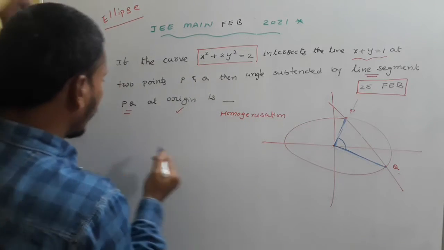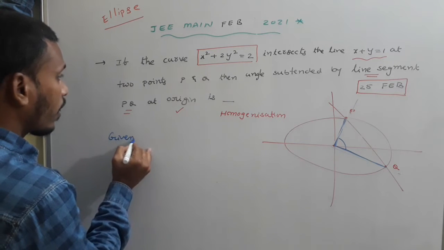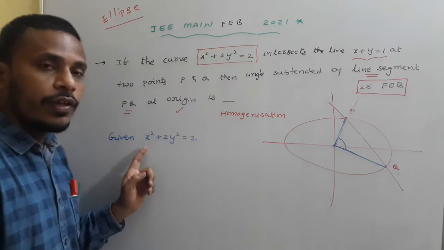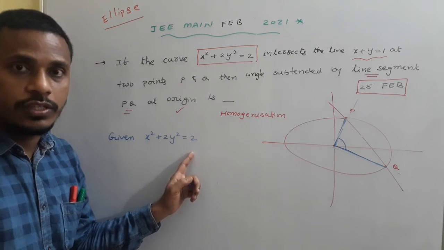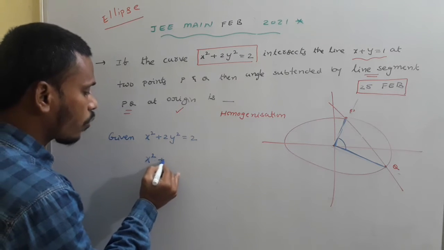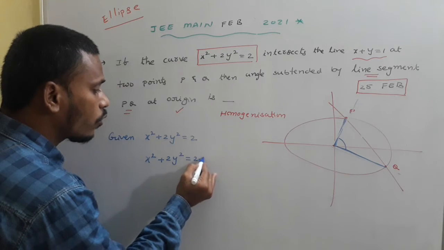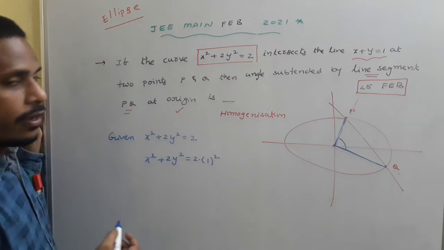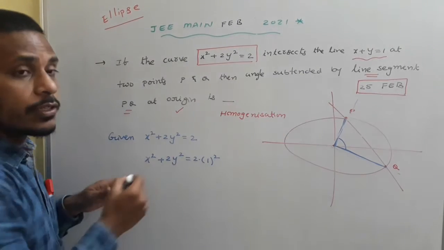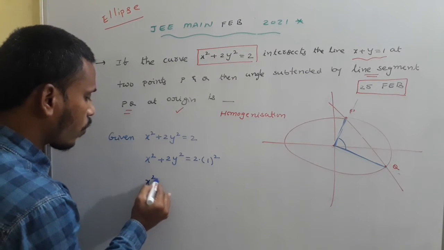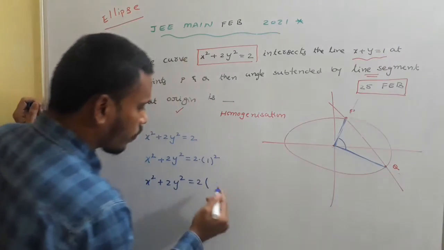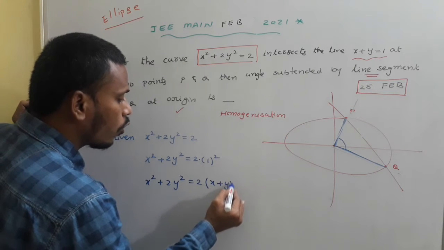What's the curve given? x square plus 2y square is equal to 2. So this is of degree 2, this is of degree 2, this is just a constant of degree 0. You try to make it of degree 2 in the process of homogenization. So x square plus 2y square is equal to 2 into 1 square. Now we need to replace 1 with this equation x plus y is equal to 1. So x square plus 2y square is equal to 2 into (x plus y) whole square.